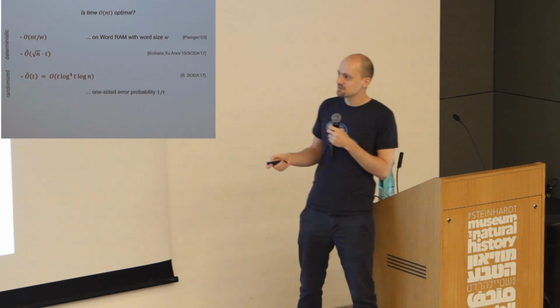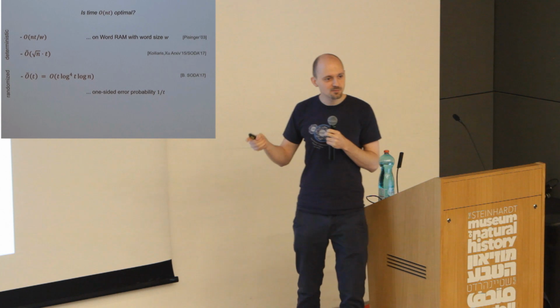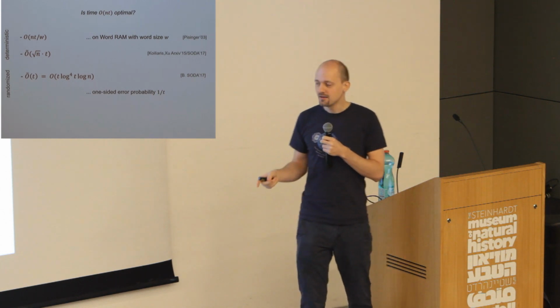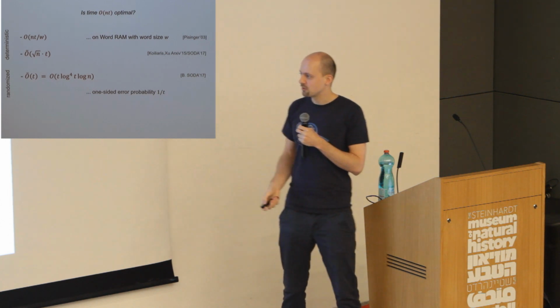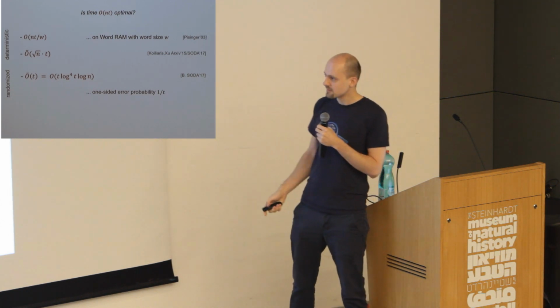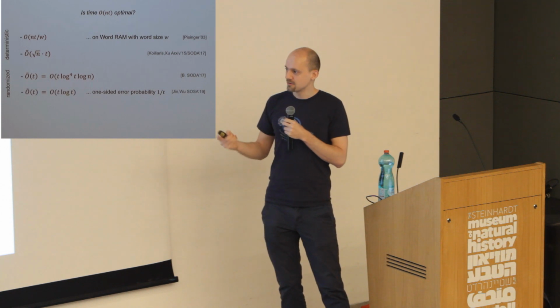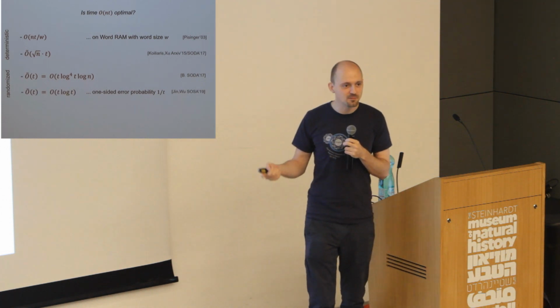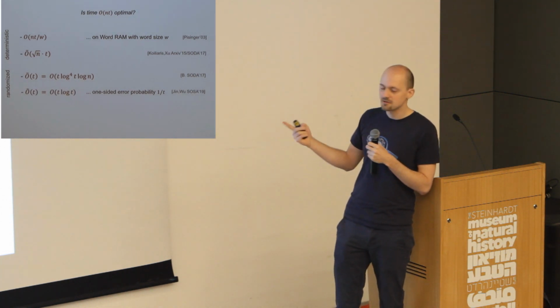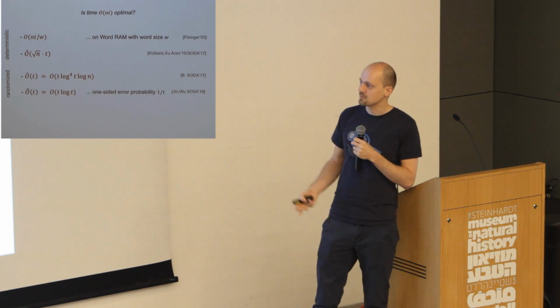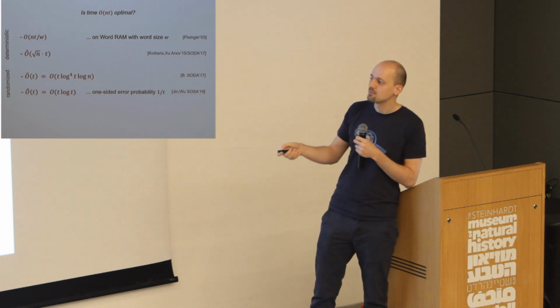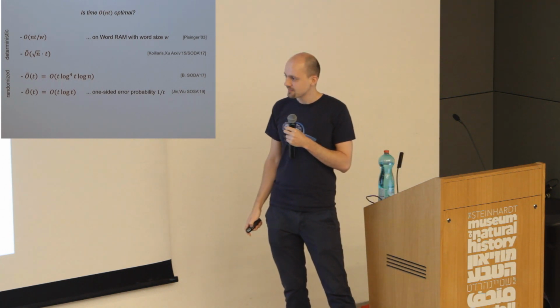The big difference here is that all the previous algorithms were deterministic. My algorithm is randomized, with some tiny error probability, let's say 1 over t. And then later this has been optimized in terms of the log factors. So Jin and Wu came up with a pretty different algorithm with the same kind of running time guarantee and a few fewer log factors.